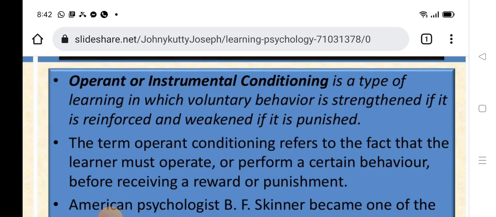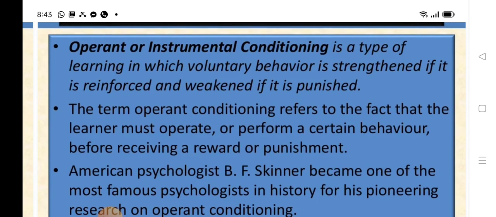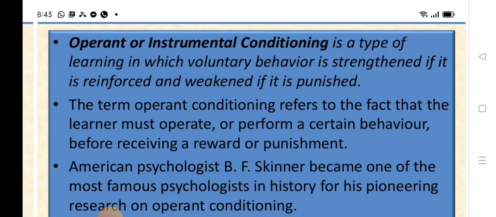So, what about operant or instrumental conditioning? Let's talk about operant and instrumental conditioning. It's a type of learning also, in which voluntary behavior is strengthened if it is reinforced and weakened if it's punished. What are you talking about? I'm talking here about something called operant conditioning.